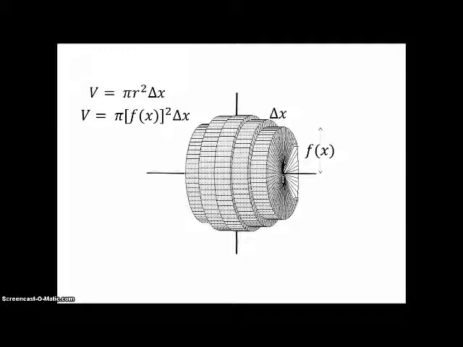Then as we let delta x go to dx, the instantaneous change along the x-axis, and the number of cylinders go to infinitely many, we end up with the integral from a to b, pi f of x squared dx, which gives us the exact volume when we rotate a curve around the x-axis.